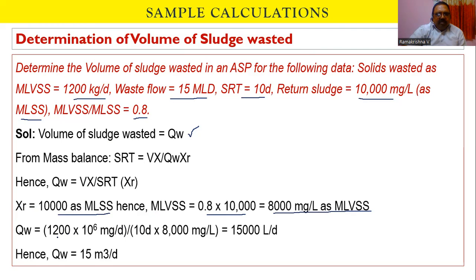So therefore Qw is equal to 1200 × 10^6 milligrams per day divided by 10 days into 8,000 milligram per liter, because 1200 kg per day is now converted into milligram per day, because in the denominator we are having milligrams. So finally what you are getting is 15,000 liters per day. So therefore Qw is equal to 15 meter cube per day, because 1 meter cube is equal to 1000 liters.